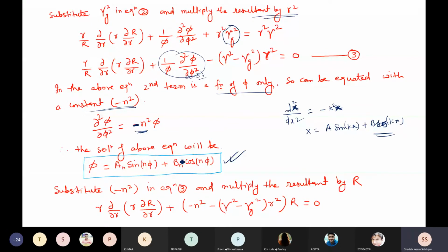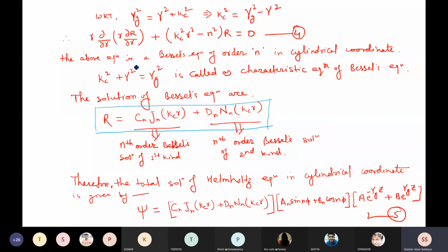Now if you take this minus n square here and substitute it here, and here also the equation which is given here, you will get, in terms of r ∂/∂r (r ∂R/∂r), plus minus n square minus this term that will be there. Okay, and you take r outside, so just multiply with the capital R. So we got this type of equation. Why have we taken this? Because we will equate this term with some other constant term. That's why we have written r here.